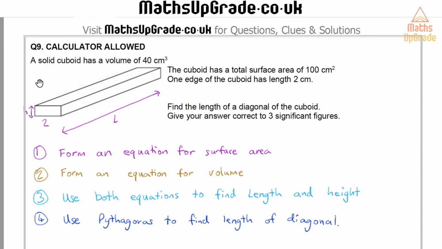So first of all, let's label on the measurements that we're given, which is 2 centimeters here. I don't know the height, so I'm just going to use the letter H, and I don't know the length, so I'm going to use the letter L. The steps I'm going to take are these here. I'm first of all going to form an equation for the surface area. I'm then going to form an equation for the volume. I'll use both equations to find the length and height. And once I've done that, I can then answer the question in terms of the length of the diagonal by using Pythagoras.